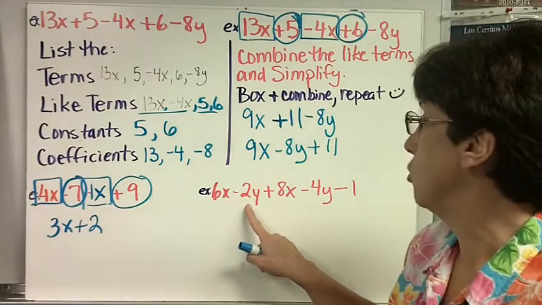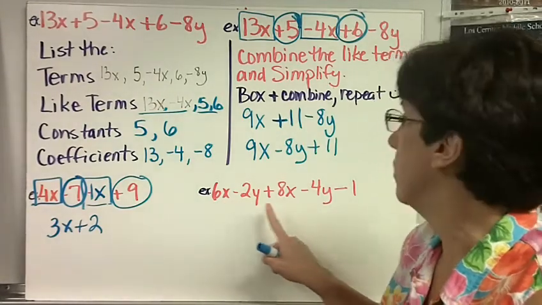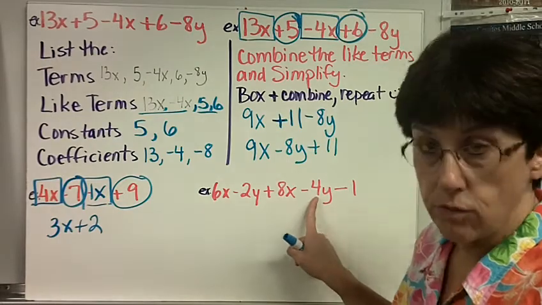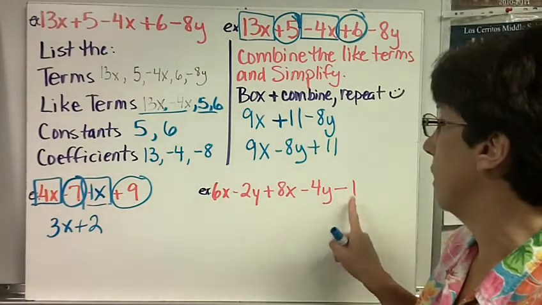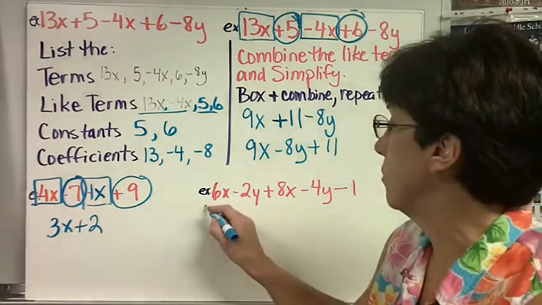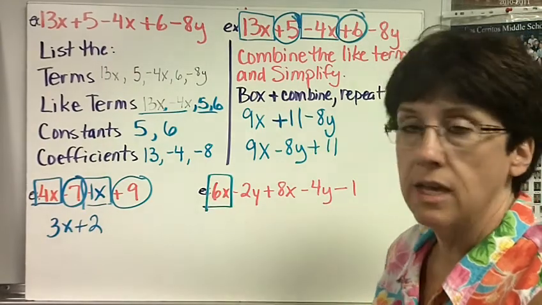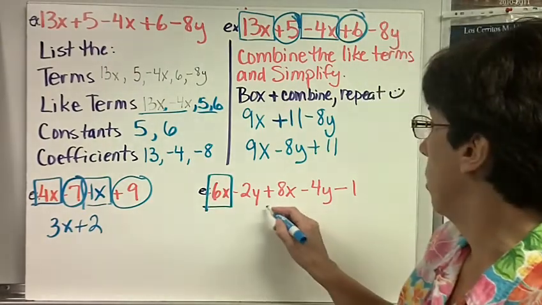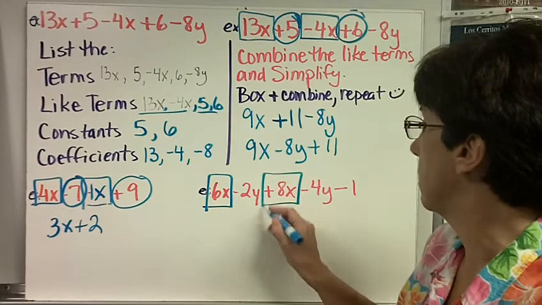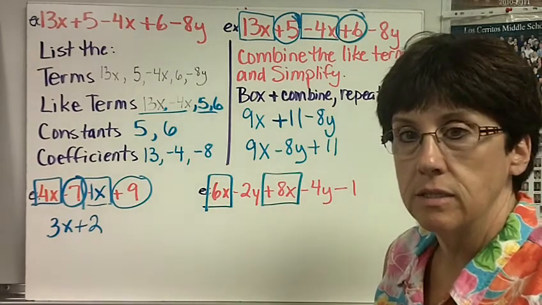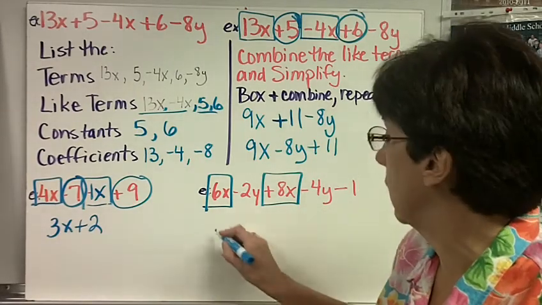6x minus 2y, I meant that to be different, plus 8x minus 4y minus 1. So start with our first one. 6x. Any other x's? Oh yeah, here's a plus 8x. 6x plus 8x? 14x.